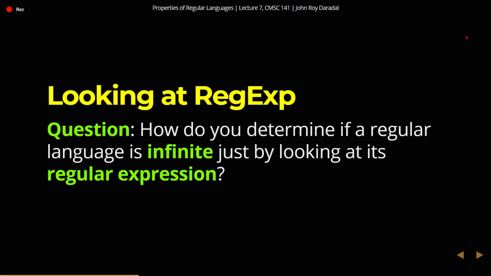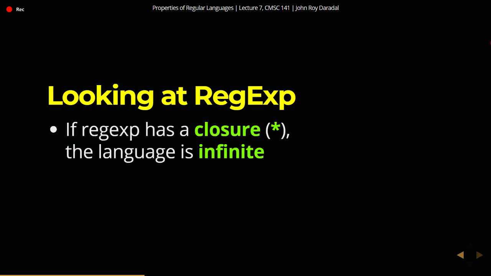Now, the second way to check if it's infinite or not is by looking at the regular expression. So how do you determine if a regular language is infinite just by looking at its regular expression? So we have three main operators or operations for regular expressions. We have union, concatenation, and closure. Which among those three do you think makes a language infinite? So it's the closure or the Kleene closure operation.